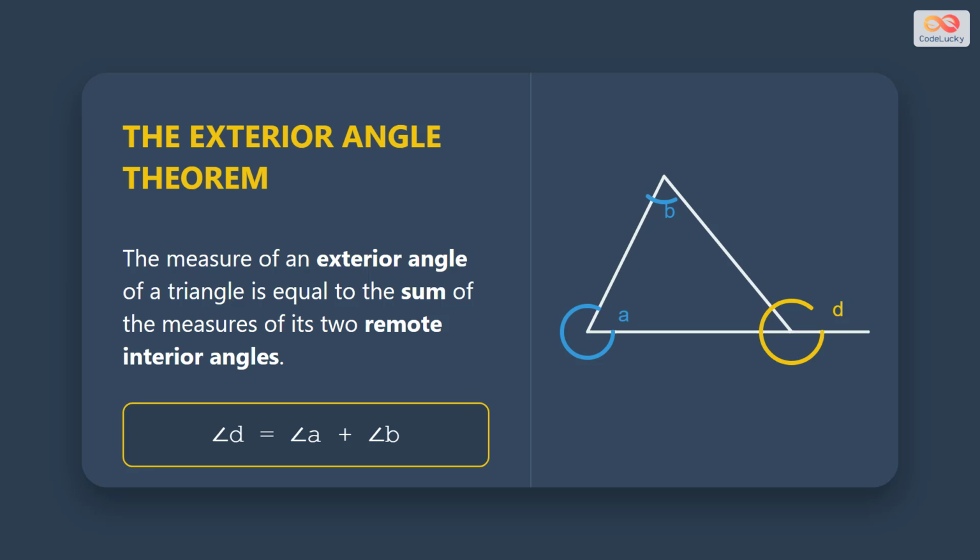Here is the theorem itself. The measure of an exterior angle of a triangle is exactly equal to the sum of the measures of its two remote interior angles. Mathematically, if we label our remote angles as A and B and our exterior angle as D, then angle D equals angle A plus angle B.